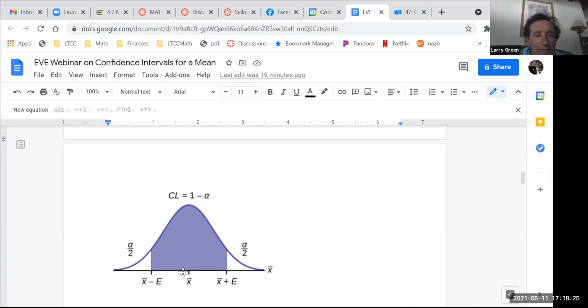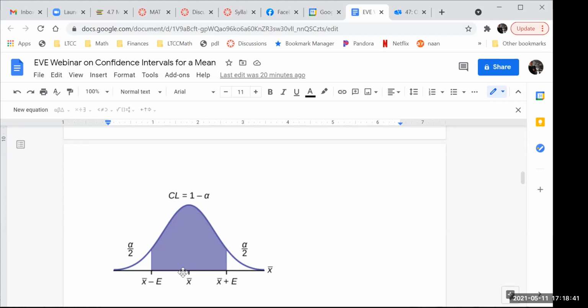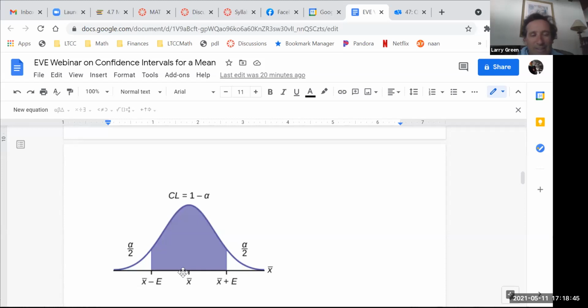On the other hand, what if I told you I was 20% confident that the average height of college students was between 5 foot 5.1 and 5 foot 5.2? Are you satisfied? No, because it's 20% confident. That means that there's an 80% chance I'm wrong. Do you see that? They're both bad.